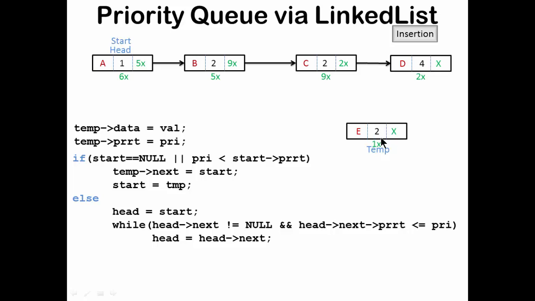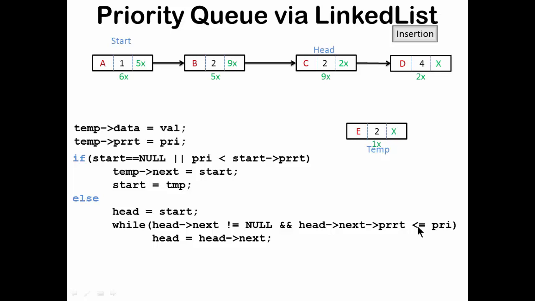So the loop continues and head moves on until head reaches a point where the next node's priority is greater than the priority of the new node. Okay, so this condition over here, less than or equal to, does the job for me. That for the same priority also it continues the loop so that I reach towards the tail, and then at the tail an element should be inserted.